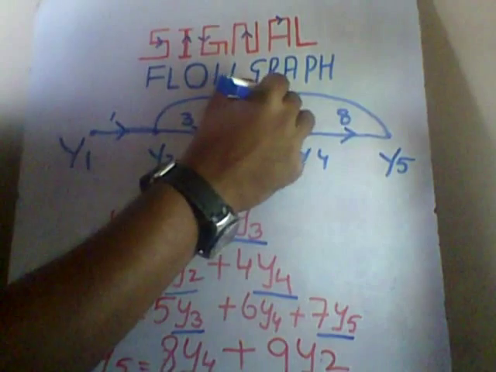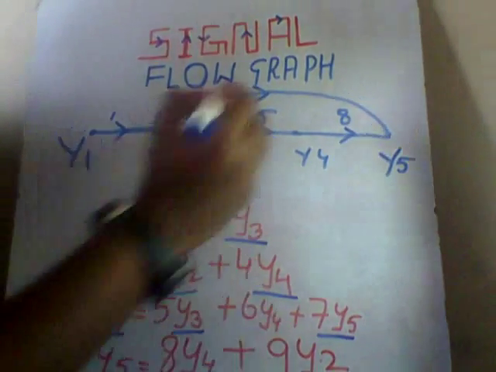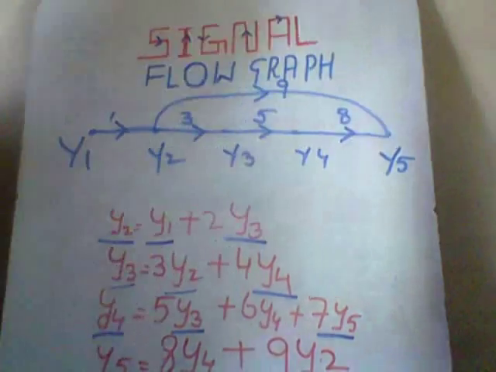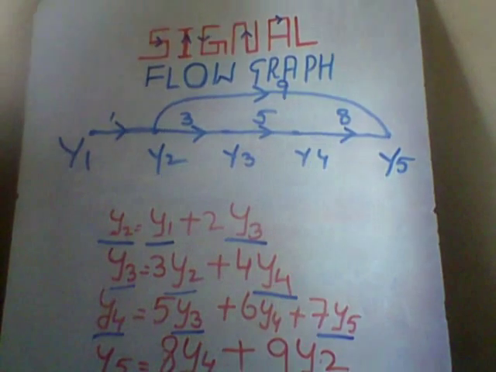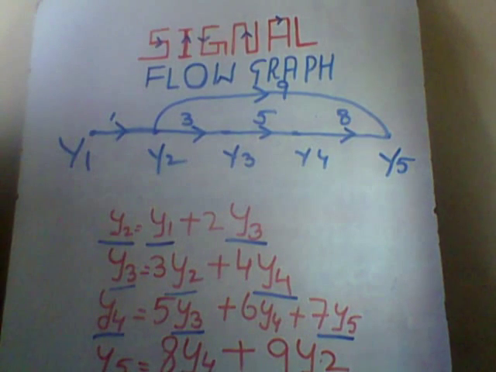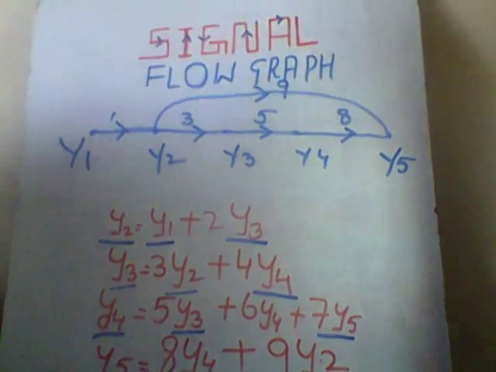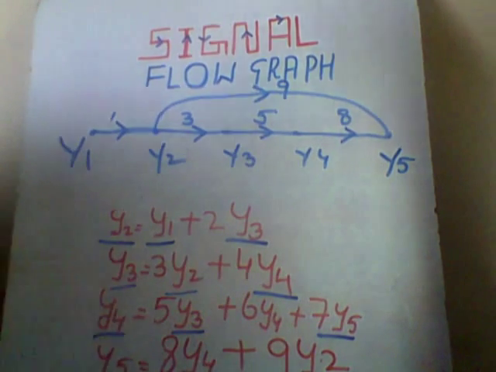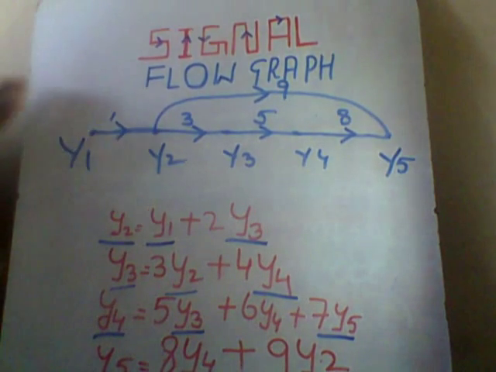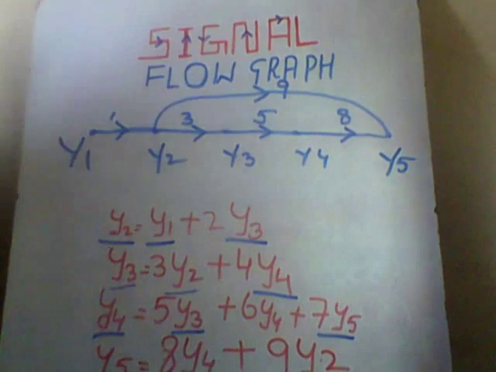This is another forward path with a path gain of 9. Okay. And now, are there any other forward paths like this? No, there is nothing left, no more forward paths. Okay, now our next duty is to construct loops.